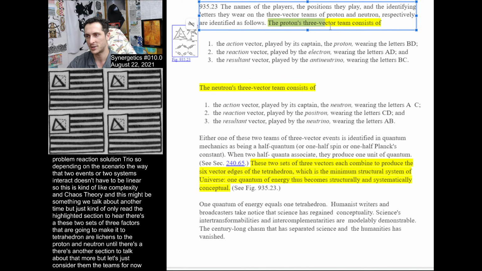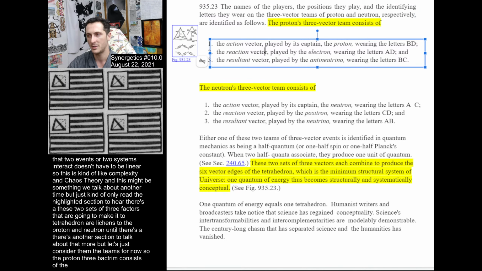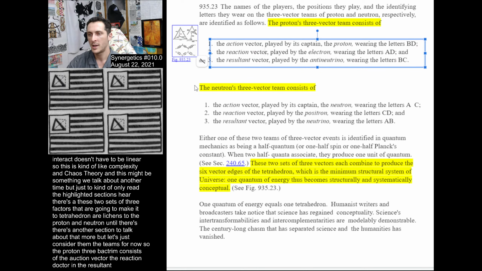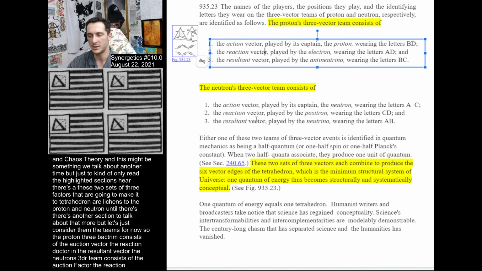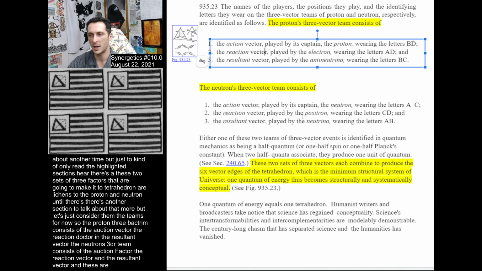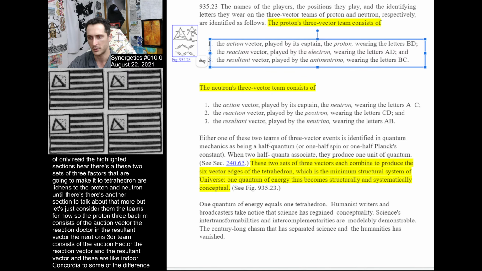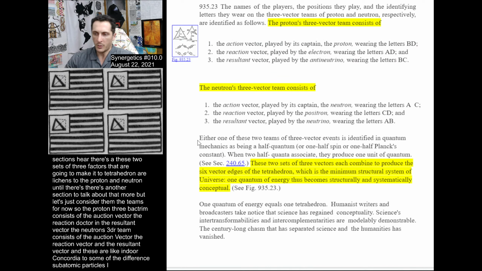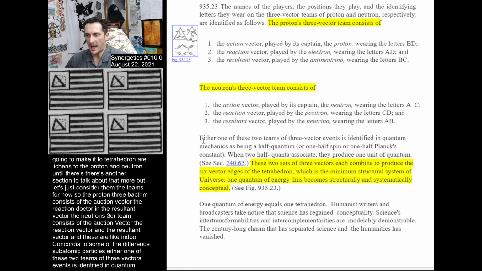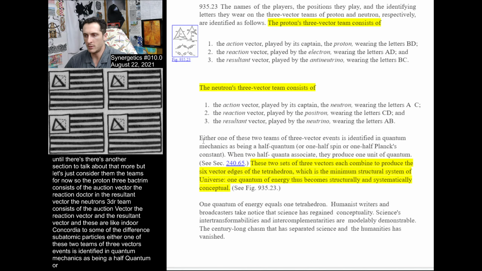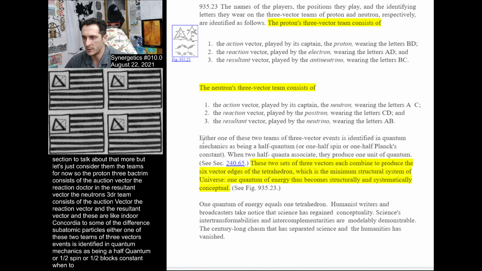So the proton's three-vector team consists of the action vector, the reaction vector, and the resultant vector. The neutron's three-vector team consists of the action vector, the reaction vector, and the resultant vector. And these are likened or concorded to some of the different subatomic particles. Either one of these two teams of three-vector events is identified in quantum mechanics as being a half quantum, or 1/2 spin, or 1/2 Planck's constant. When two half quanta associate, they produce one unit of quantum.